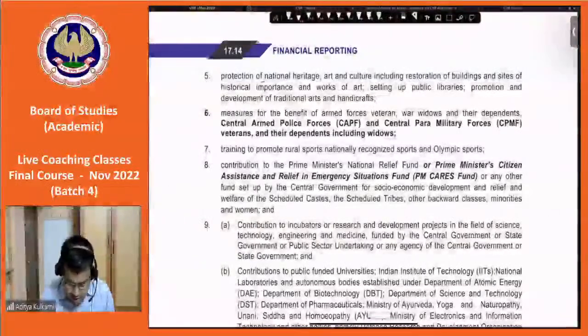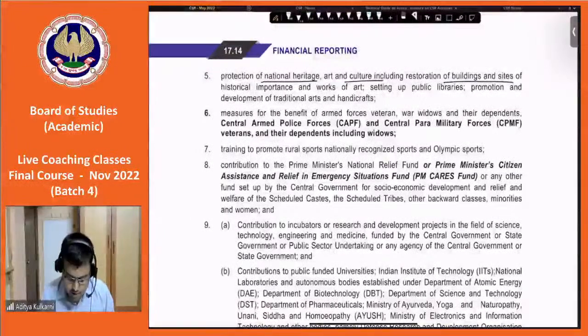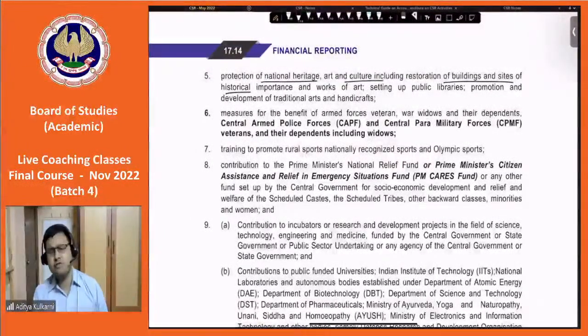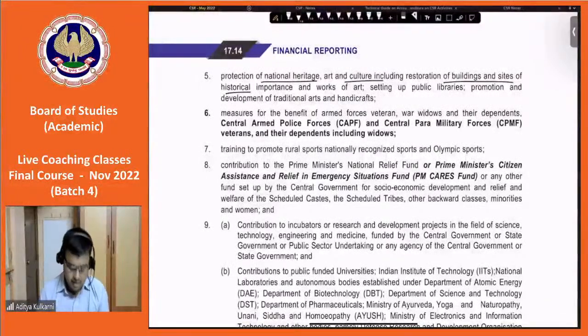Protection of national heritage, art and culture, including restoration of buildings and sites of historical importance. You have a lot of restoration activities in, say, Ajanta Ellora caves, or down south the Chola temples in Tanjavur, or even the Rameshwaram temples, or in Mumbai the CST station, which is a historical site, or even in the north monuments like Qutub Minar or the Taj Mahal, where you consistently have restoration being carried out. It's important because these are our monuments of national importance, and therefore if you assist in them, it will be regarded as CSR. Measures for benefit of armed forces veterans, war widows and their dependents. Obviously, when you make contribution to these funds, it will be regarded as CSR.